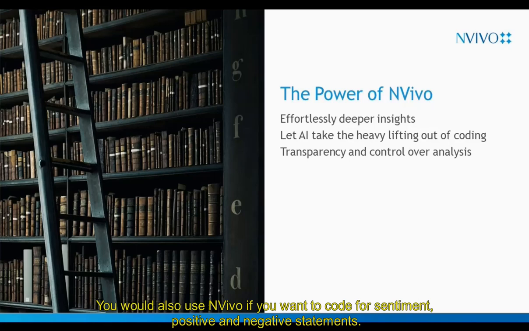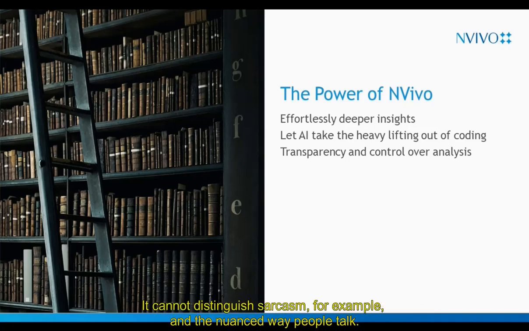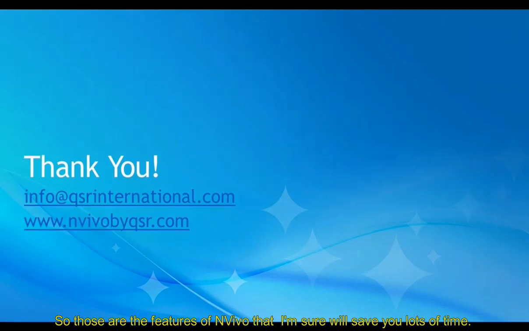You would also use NVivo if you want to code for sentiment, positive and negative statements. Again, the algorithm here is just a research assistant. You would need to check how it has coded. It cannot distinguish sarcasm, for example, and the nuanced way people talk. So those are the features of NVivo that I'm sure will save you lots of time.